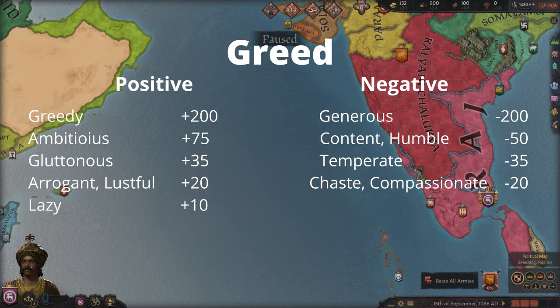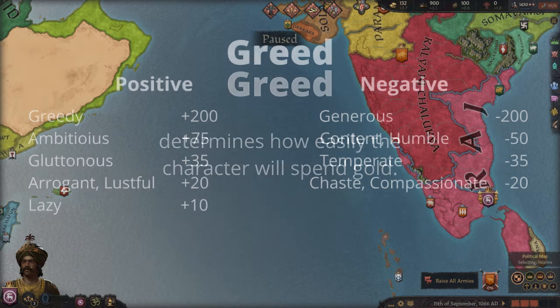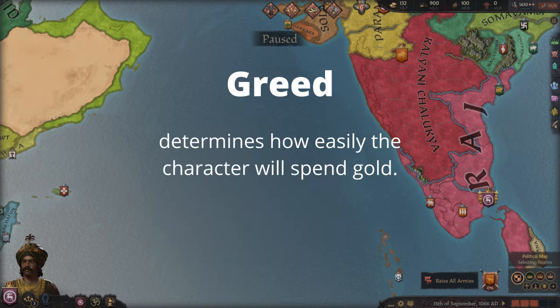And what greed does, this personality attribute, it determines how an AI character will spend their gold. So if they are more greedy, they will be less likely to spend gold. And if they are less greedy and more generous, they are more likely to spend their gold. So if you have captured some prisoners, this could be how likely they are to pay you versus just saying, nah, you can keep them.